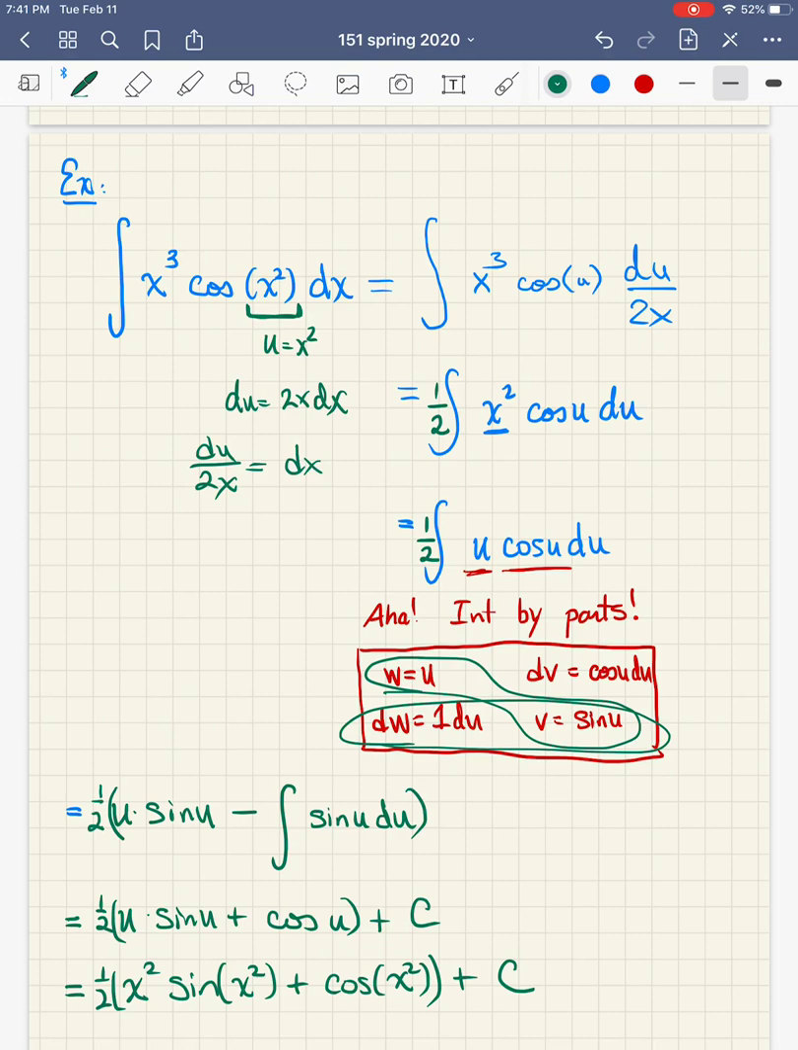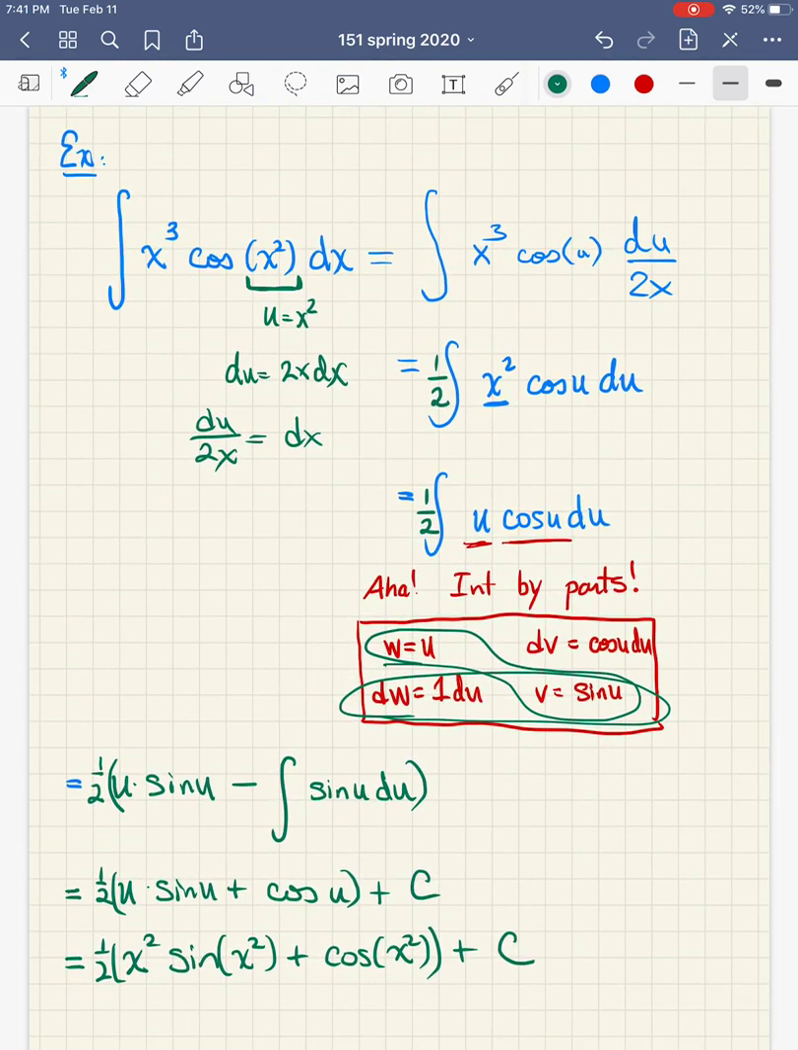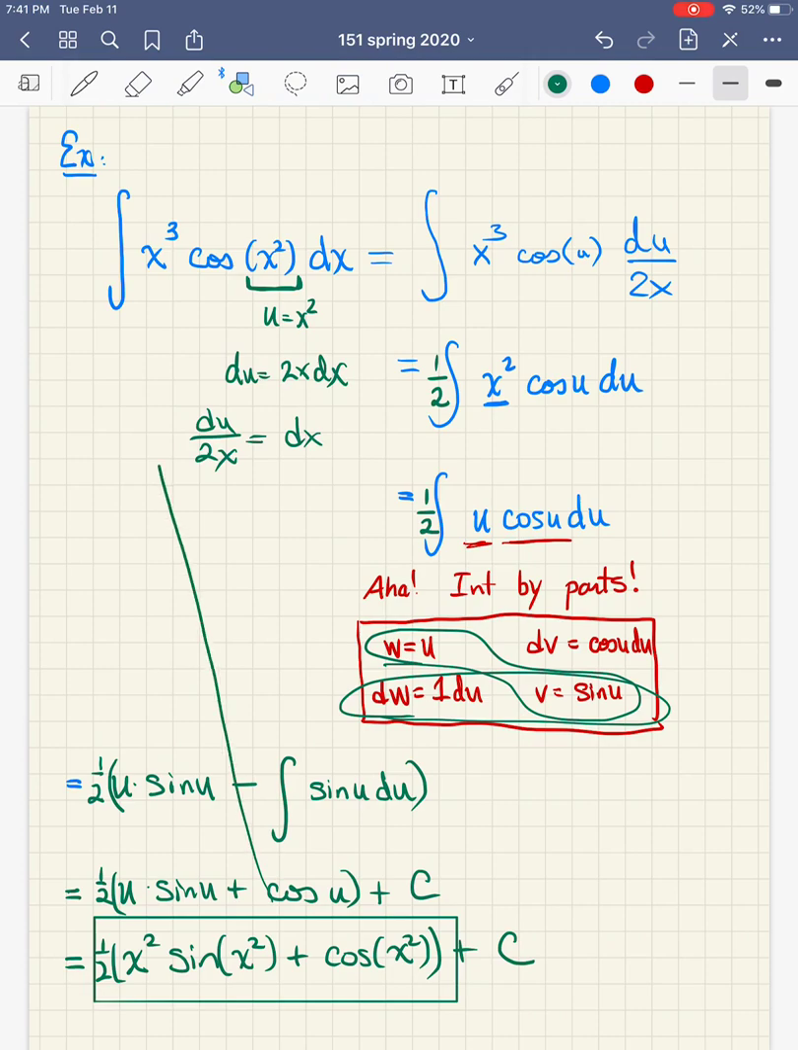If you want some extra practice, one thing I could charge you to do is to take this answer, take this function, and find its derivative. You'll use the product rule and the chain rule, and double check that what you get at the very end is the function we started with.